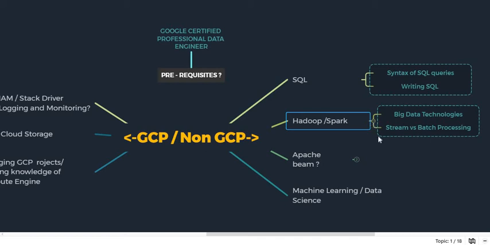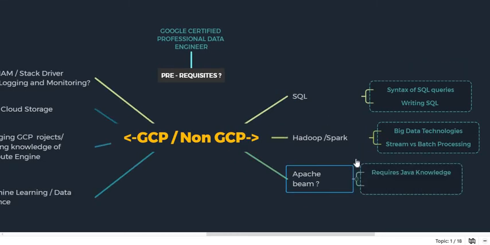So then one should have knowledge about stream and batch processing, how to analyze real-time data, right? What are the services that are offered by Google Cloud Platform to process the real-time data, to process the stream. And then the knowledge about Apache Beam. Well, this is again required. It requires Java knowledge. Again, it's a good to have exposure on Java that will help understand a lot of services that are based on Apache Beam, right?